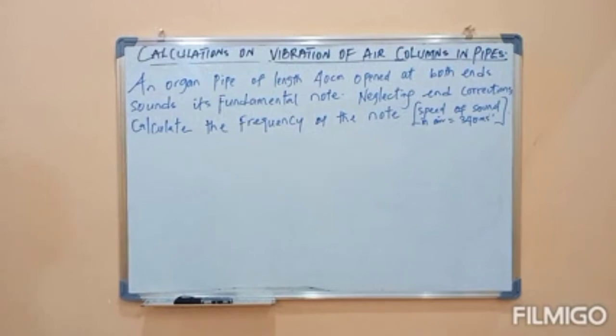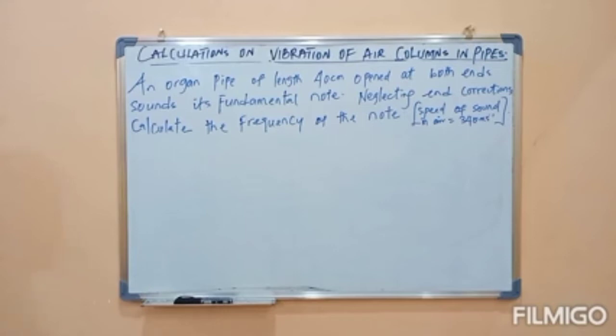Now, let us quickly look at questions that involve open pipe. The question says, an organ pipe of length 40 centimeters opened at both ends, sounds its fundamental note. Neglecting end corrections, we are going to talk about end correction soon. Calculate the frequency of the note. The speed of sound in air is given to be 340 meters per second.